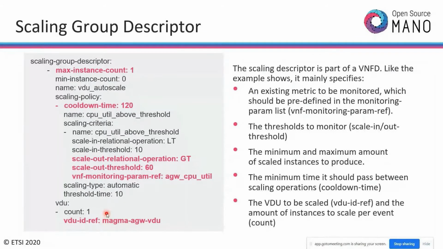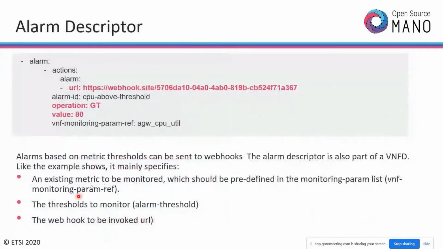So that is the scaling group. Now, if you want to put an alarm, you will use an alarm descriptor as well, where you tell it which alarm to invoke. What is the alarm ID? The alarm is your CPU threshold, and the threshold is that when the CPU has crossed 80%, you trigger the alarm. That is the third thing that you want to do.